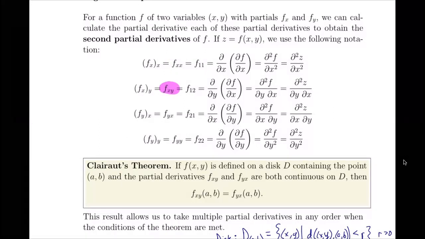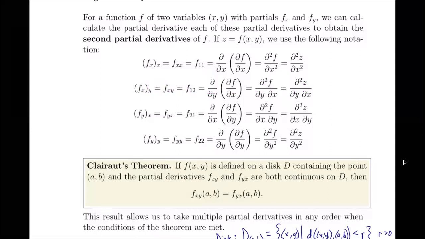So the ordering is closest to the function is the first one taken, and furthest from the function is the last one taken. What we'll find is that for certain functions, the order won't matter, and that's exactly what Clairaut's theorem is. Each of these lines gives us some full notation for the situation, and we'll see any of this come up at any given time.